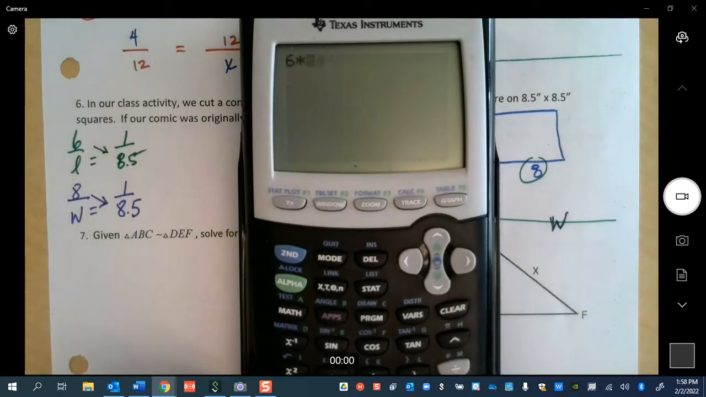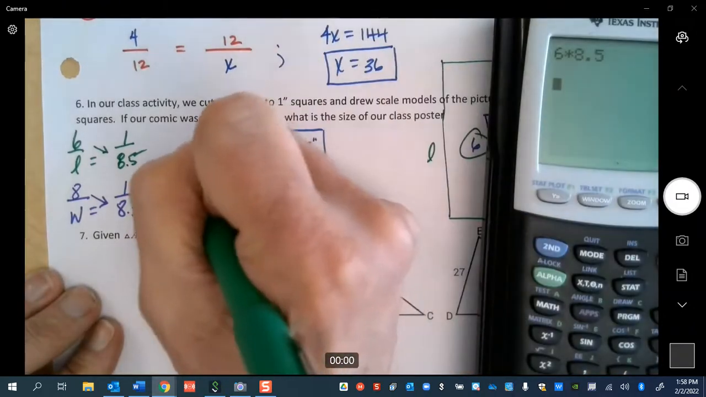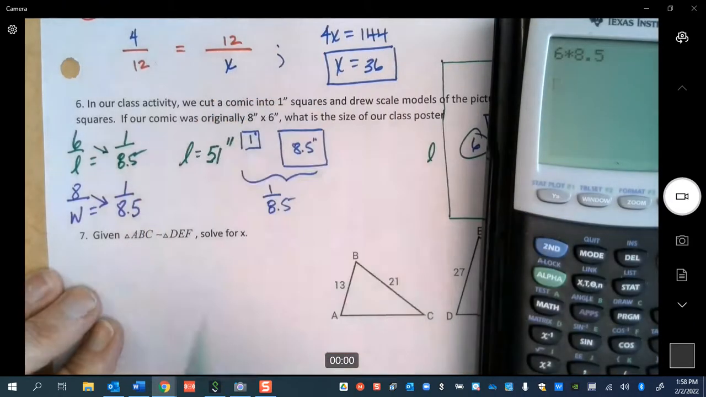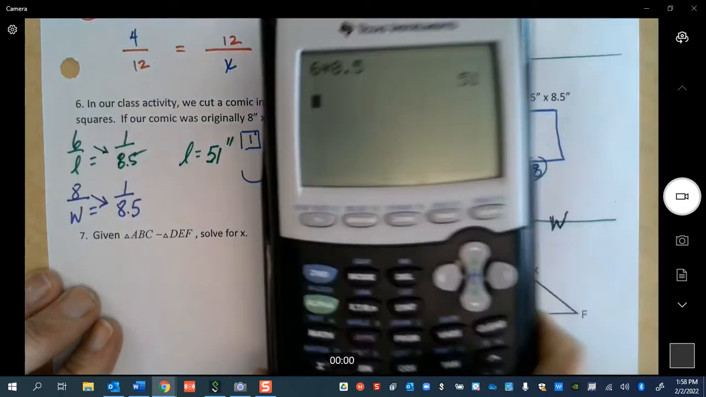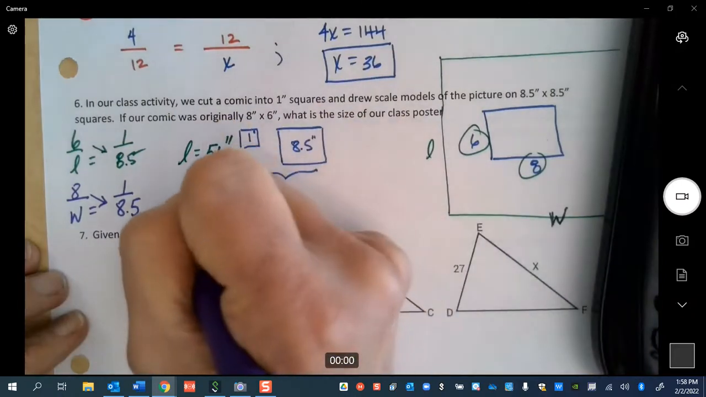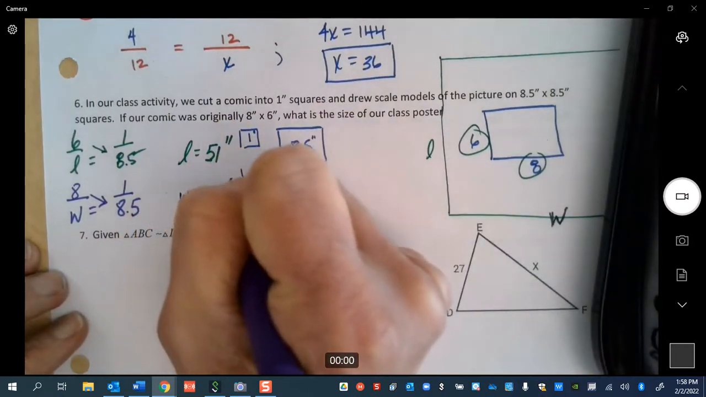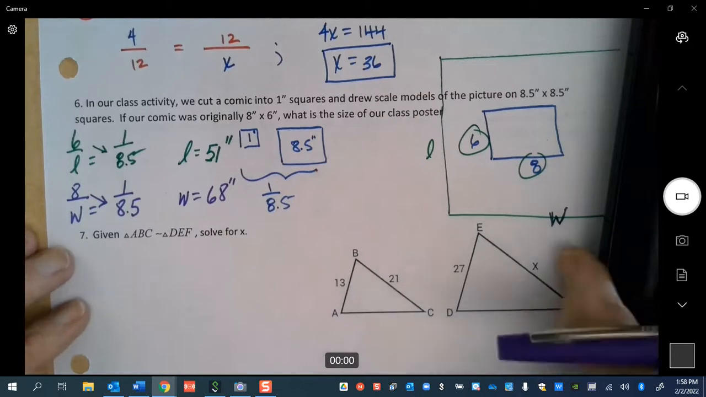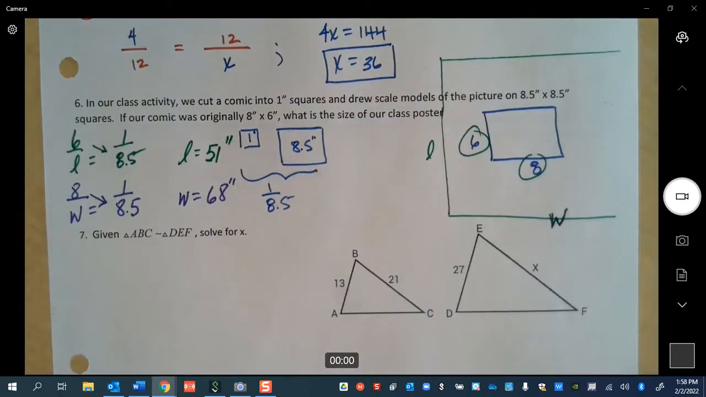So 6 times 8.5 is 51. Therefore, my length is equal to 51 inches. 8 times 8.5 is equal to 68. Therefore, my width is 68 inches. So we want to make sure we understand the difference between scale factor 1 to 8.5 and our scalar. What is it that I need to multiply my little by to equal my big?